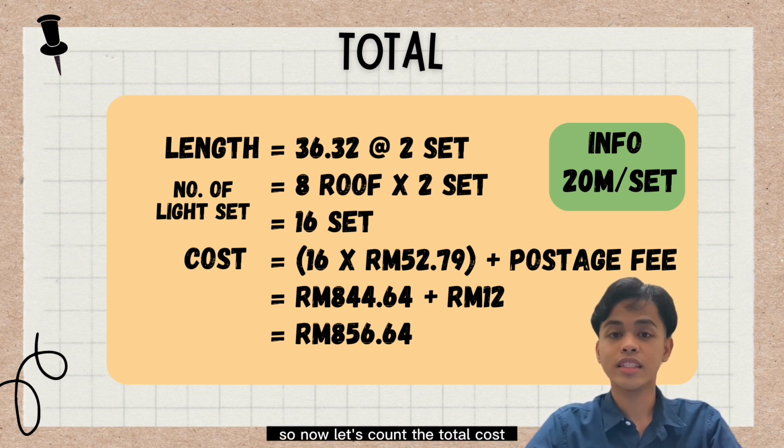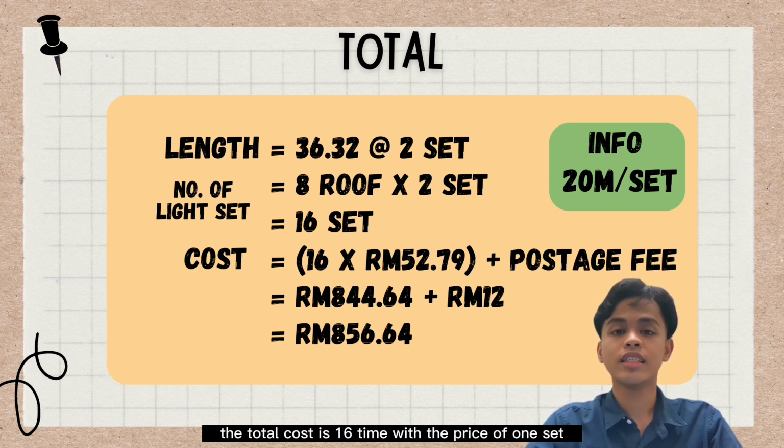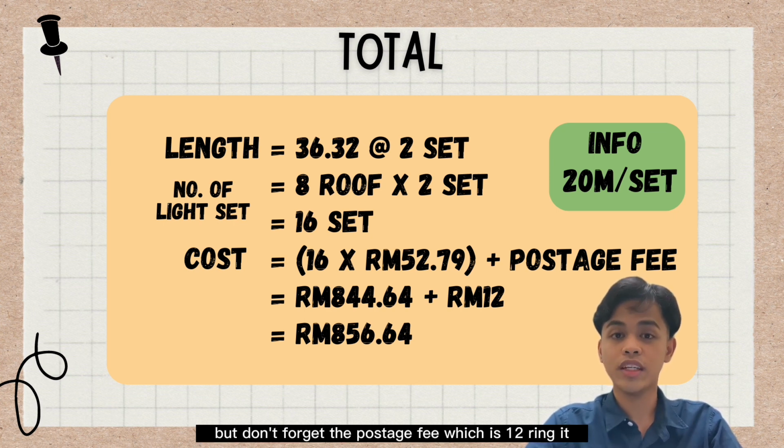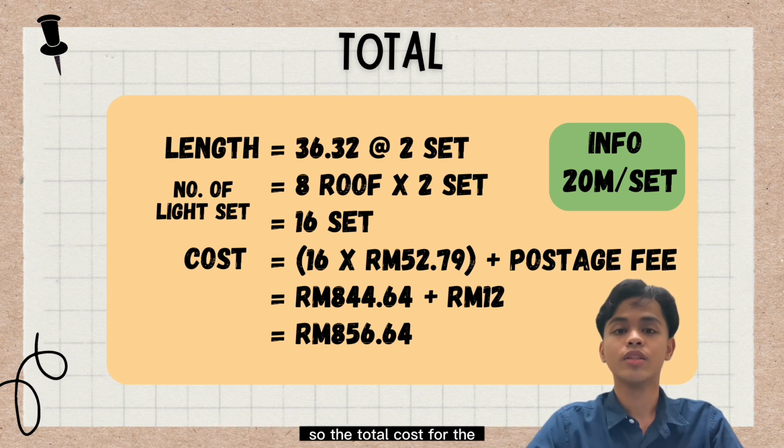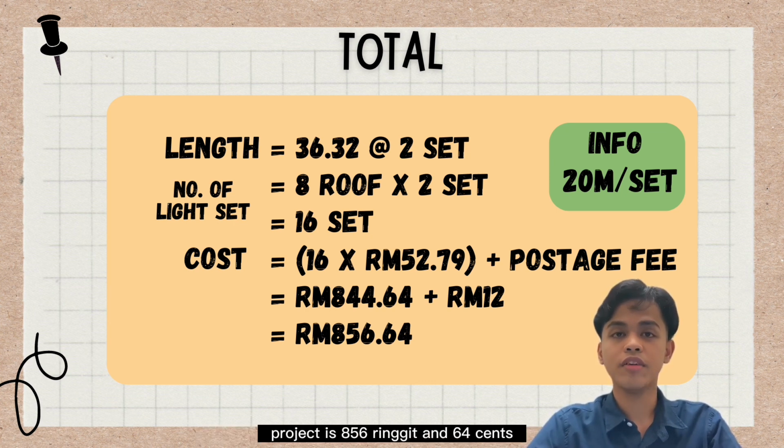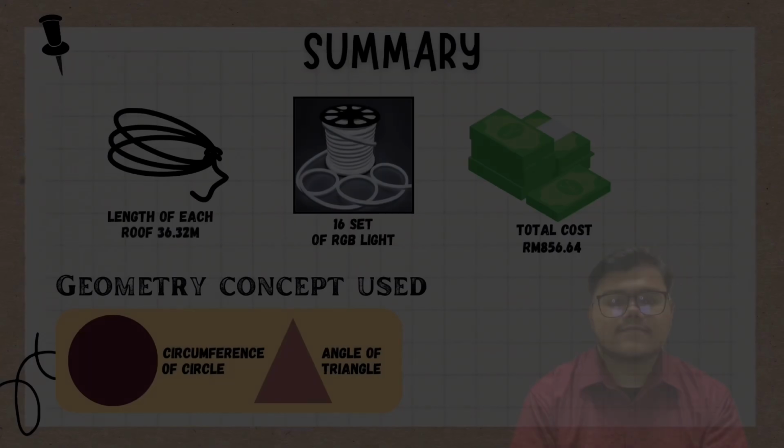So now let's count the total cost. The total cost is 16 times the price of one set, but don't forget the postage fee, which is 12 ringgit. So the total cost for the project is 856 ringgit and 64 cents.